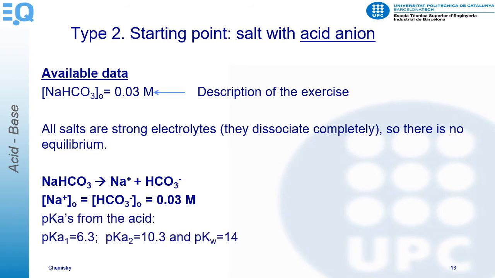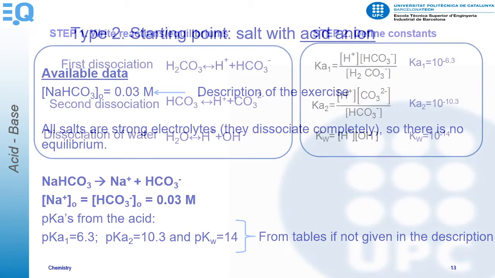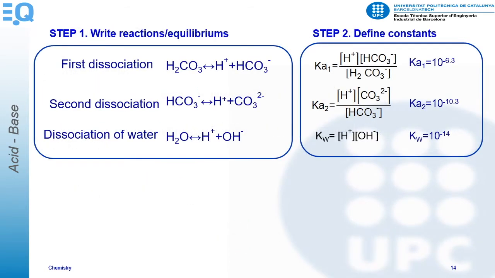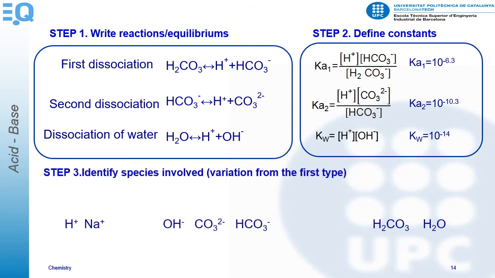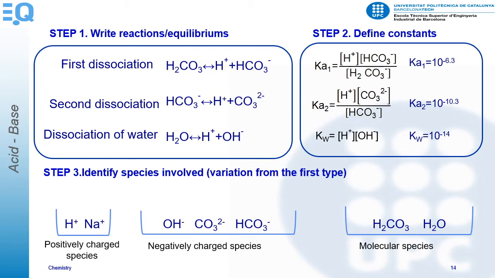What other data do we have? pK1, pK2, and water pK. We have the same equilibriums with the same constants because the salt comes from the same acid, which is carbonic acid. In the species involved, we have the same species plus a new one, which is sodium cation. When doing the balances, this new sodium cation should be taken into consideration.